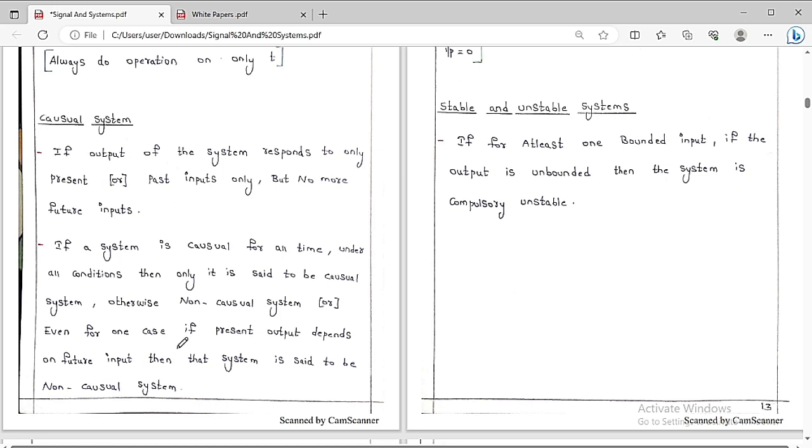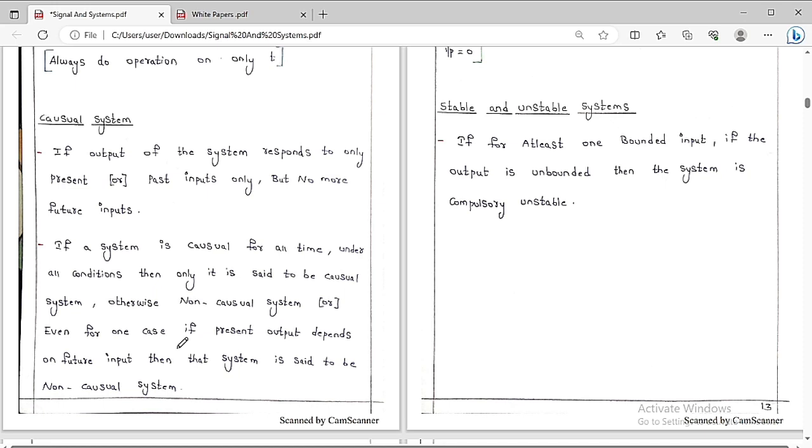Suppose you analyze some system and find that, at least for one case, the present output depends on future inputs. Then the overall system is said to be non-causal. A causal system means that for all time, the output is independent of future inputs. If this is the case, then only we can say it is a causal system. If for at least one case the present output depends on future inputs, the system is non-causal.